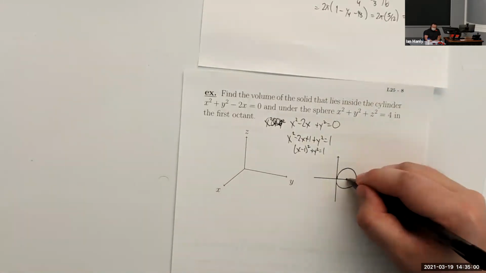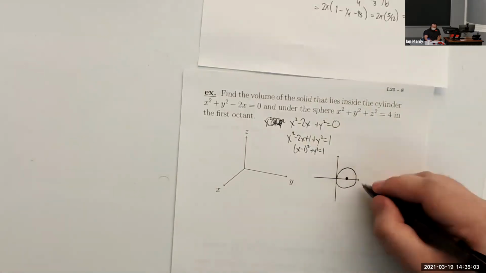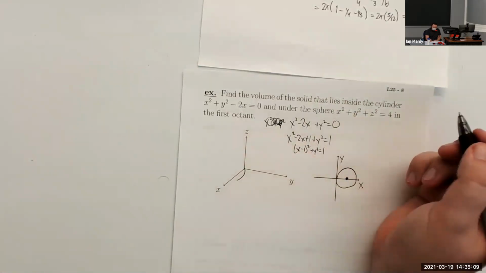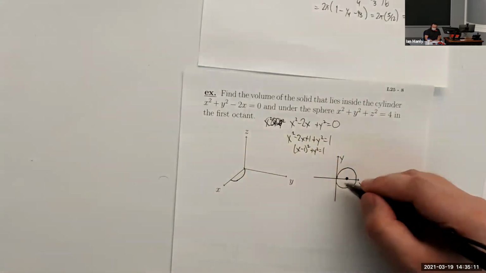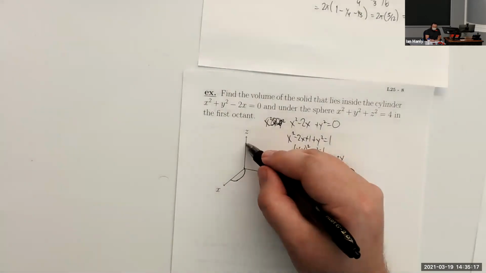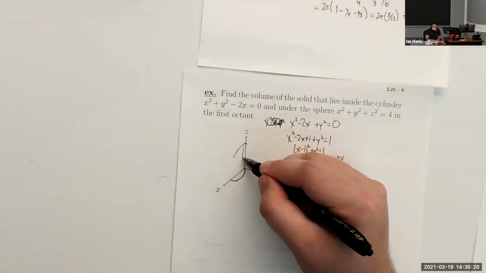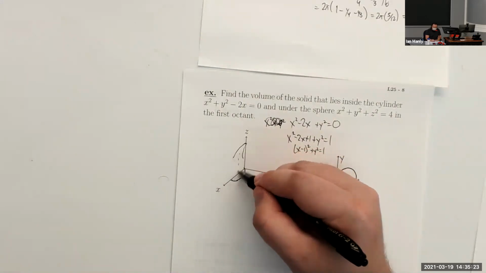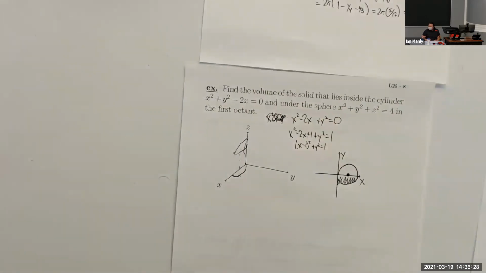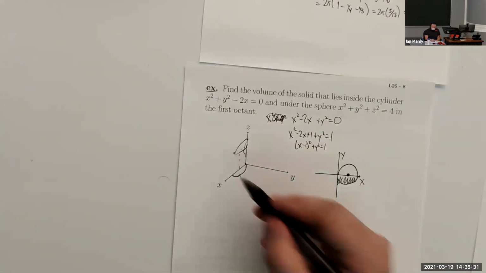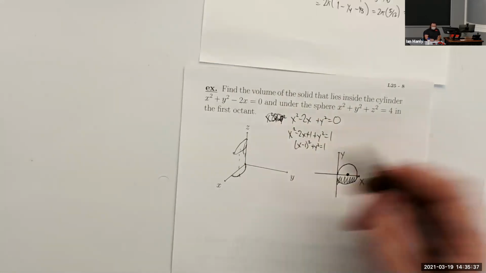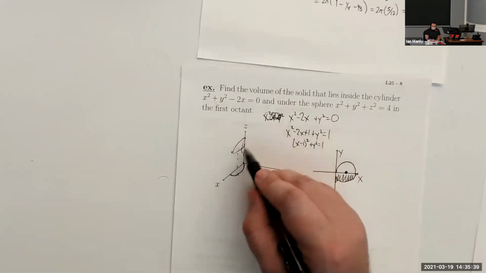I'll be right here. This is our cylinder from the top down. If I draw it here, we're in the first octant, so forget about this. We're in the first octant, and then we have our sphere kind of above that right here. This is going to be our thing that we're integrating over. The cylinder pretty much just made our domain, and the thing that we're integrating under is the sphere equation.